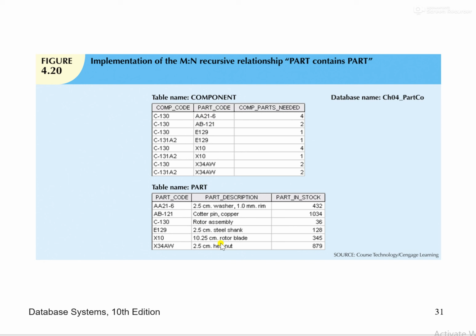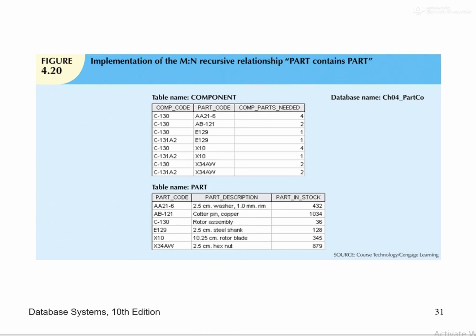So now you can see that here this rotor assembly has part code C130, and this C130 is the component now in this component table, and in this component table we have a part code for all the parts that are used to create rotor assembly. You can add here a component code with it, and it's a better way to manage this information as compared to the previous table.